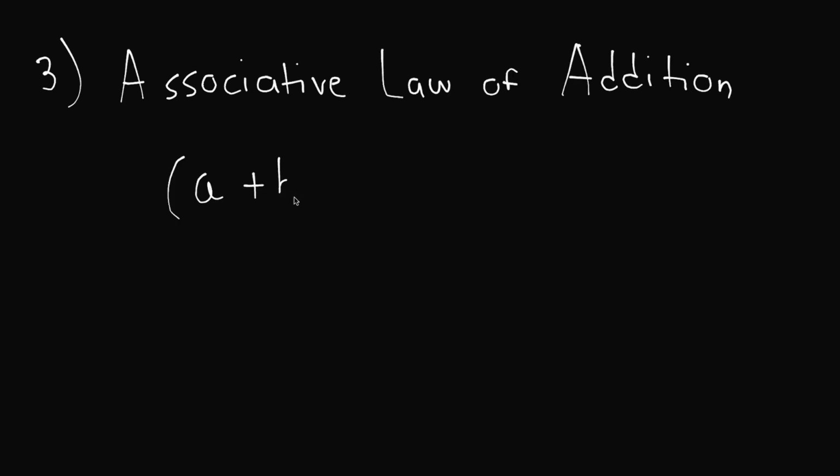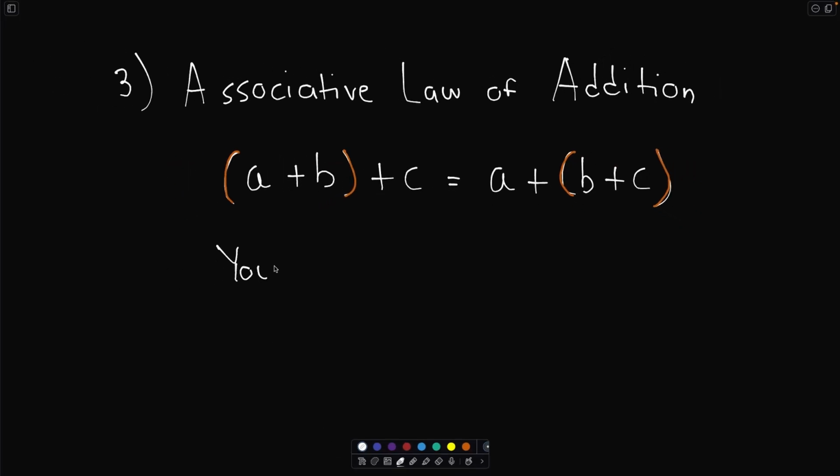The third law, the Associative Law of Addition. This law says if you have A plus B in parentheses plus C, that's going to equal A plus B plus C in parentheses. Here, A plus B are in parentheses, and on the right side, B plus C are in parentheses. This law says you can group these in any order. There's your A, there's your B, and there's your C. And on this side, here's your A, here's your B, and here's your C.